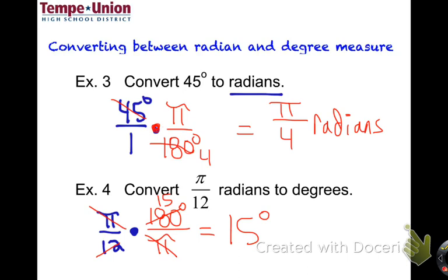Or if it didn't divide evenly, I could just do 180 divided by 12, multiplying straight across. But either way, it's going to work out. I'm going to get 15 degrees in this case. All right, does that make sense? That's how you can remember which one to multiply by: just whatever thing you need to have canceled out.